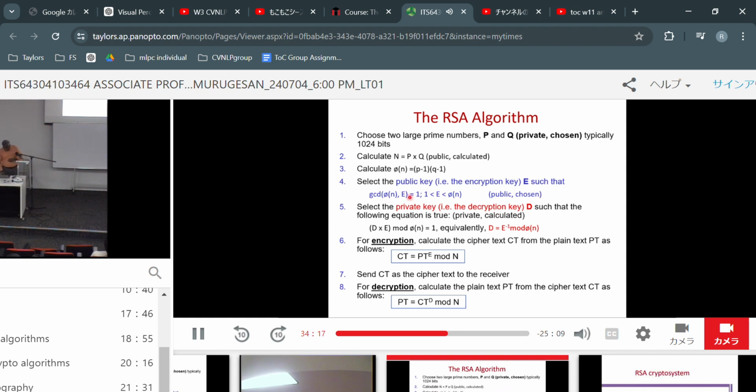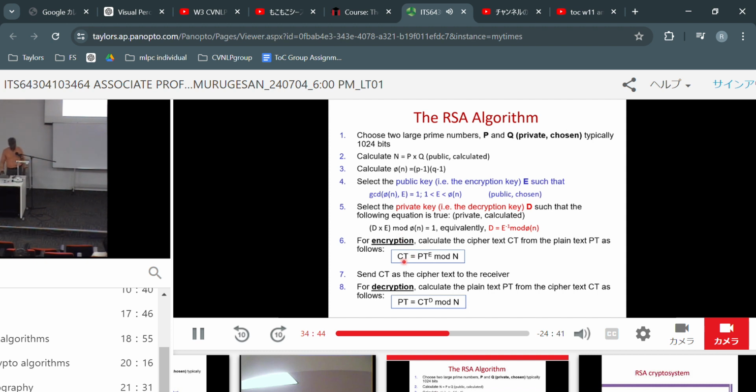Once we have determined the encryption key, we determine the private key. The private key is the decryption key, labeled here as D. D for Denmark. So how to determine D? D is unknown. E is known from here, and phi of n is known from here. If we satisfy this formula, D can be determined. So we know E, we know D.